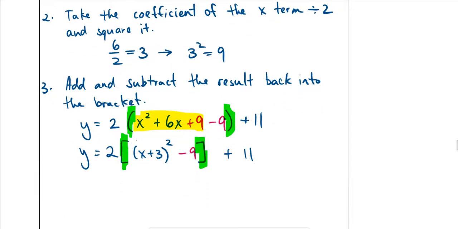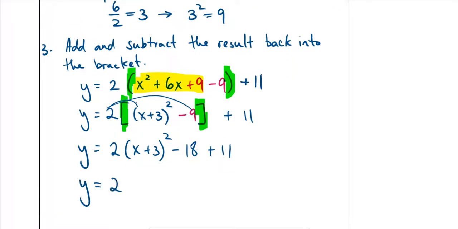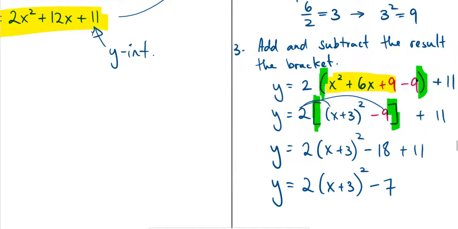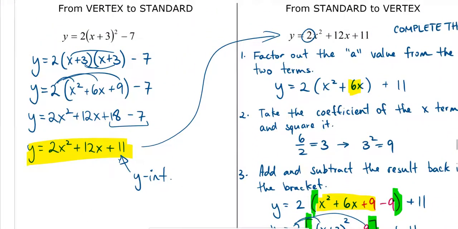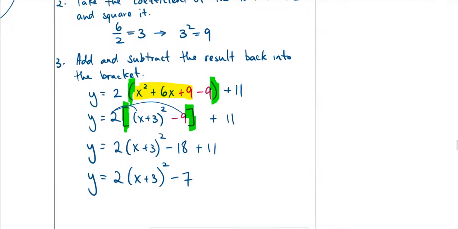Okay? Then we are going to distribute the 2. So y equals 2 times x plus 3 squared minus 18. 2 times 9 is 18. Then you have a plus 11. And then finally collecting the two terms at the end gives us 2 times x plus 3 squared minus 18 plus 11 is minus 7, which is exactly what we have up here. So that's how you get your vertex form.